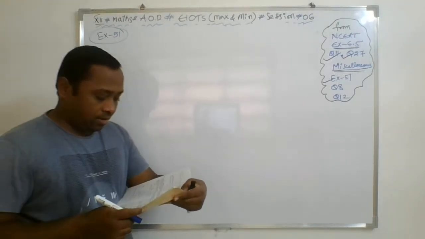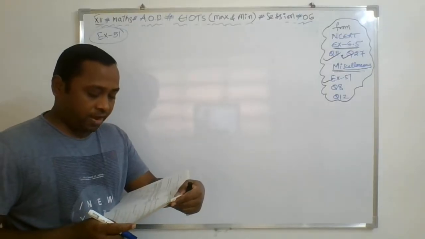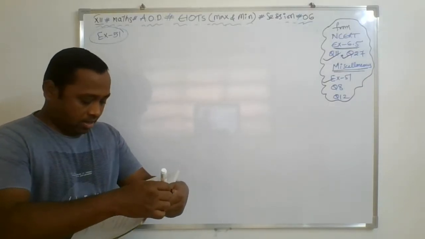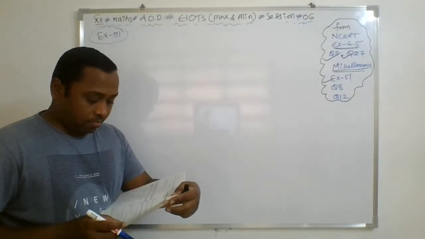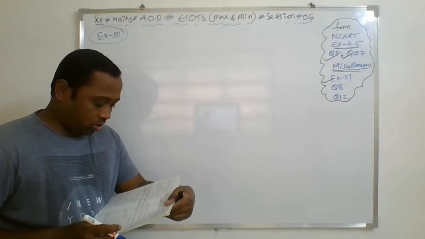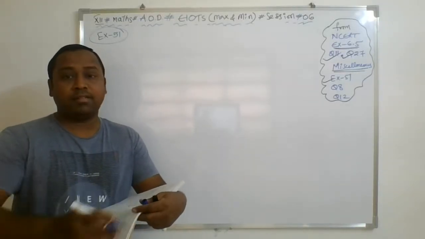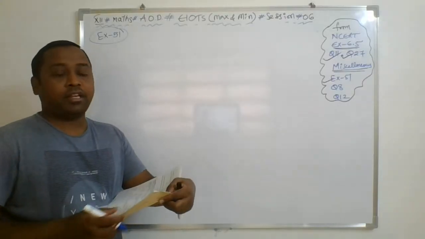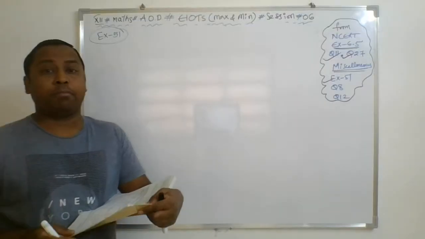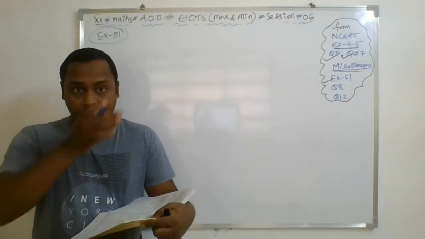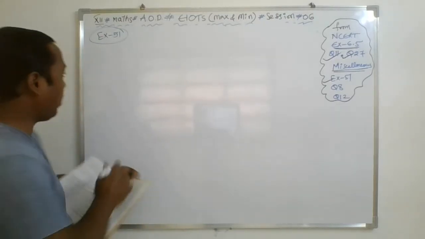A manufacturer can sell X items at a price of rupees (5 minus X by 100) each. The cost price of X items is given. Find the number of items he should sell to earn maximum profit. So it is a business-related question where they are giving the terms cost price and selling price, and they are looking for maximum profit. First of all, I am writing the given information in example number 51.